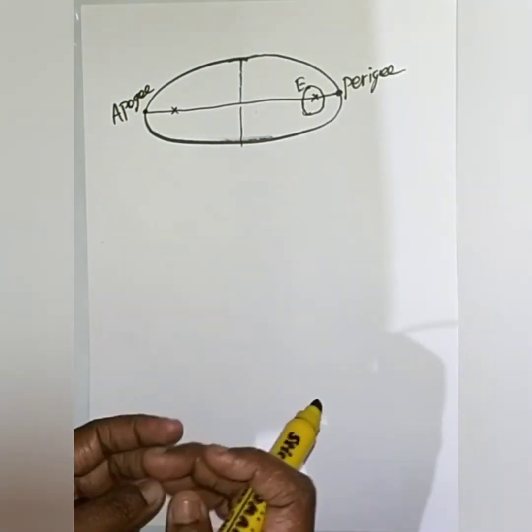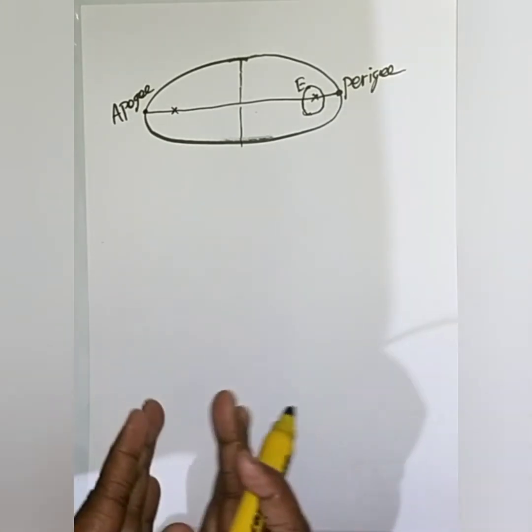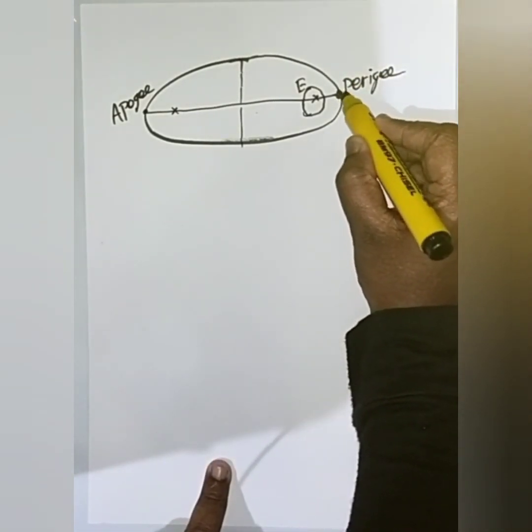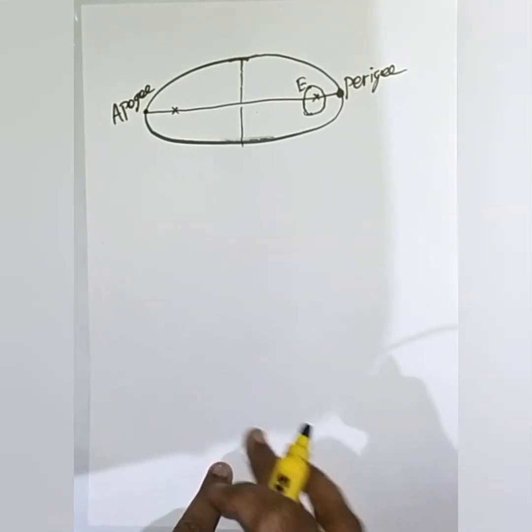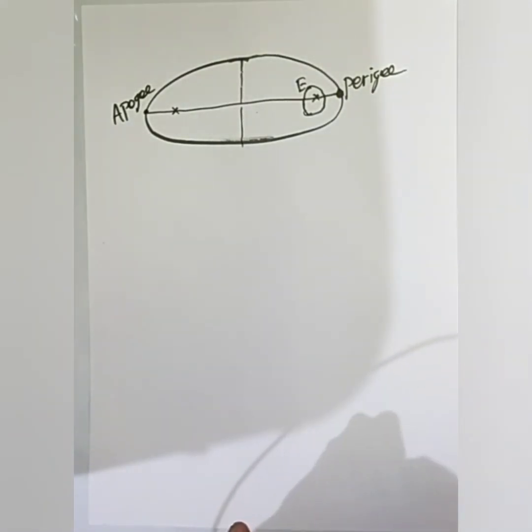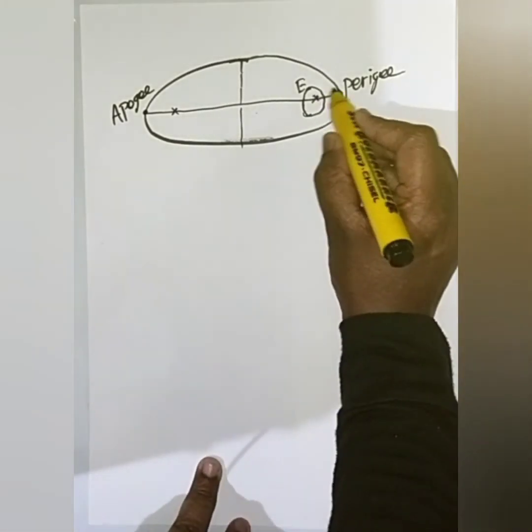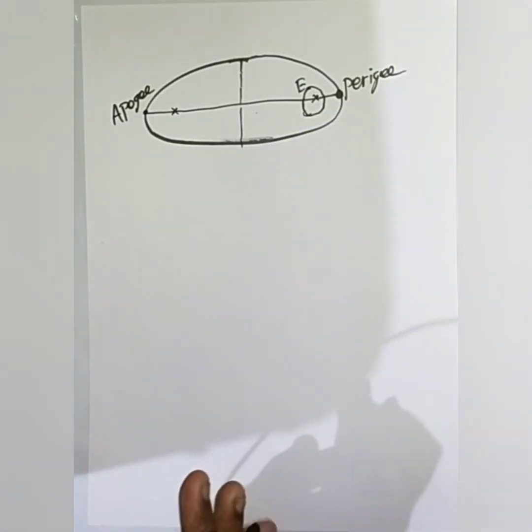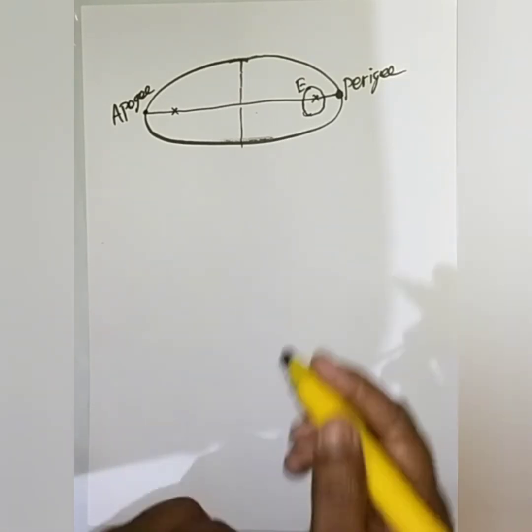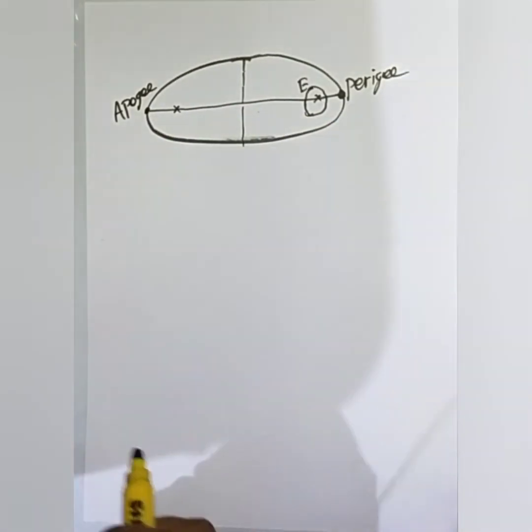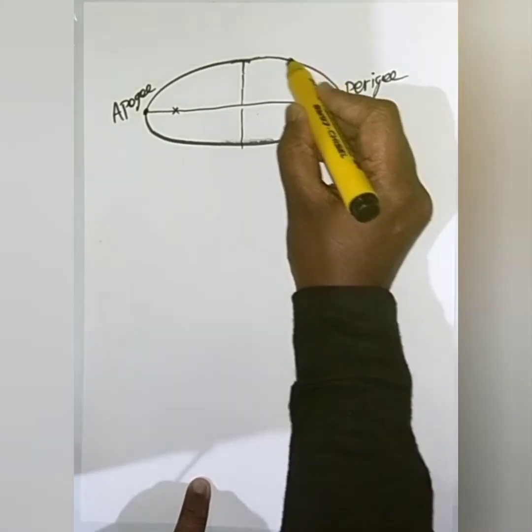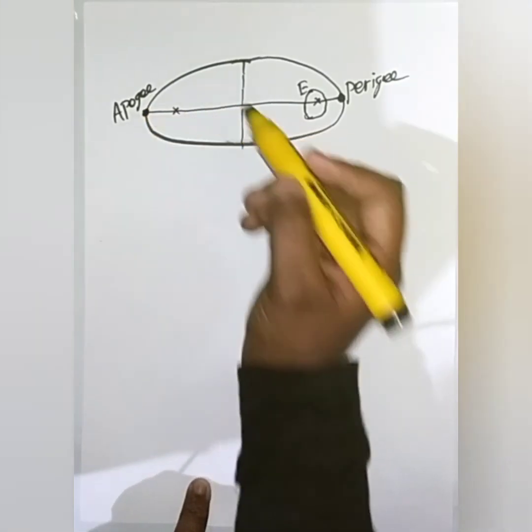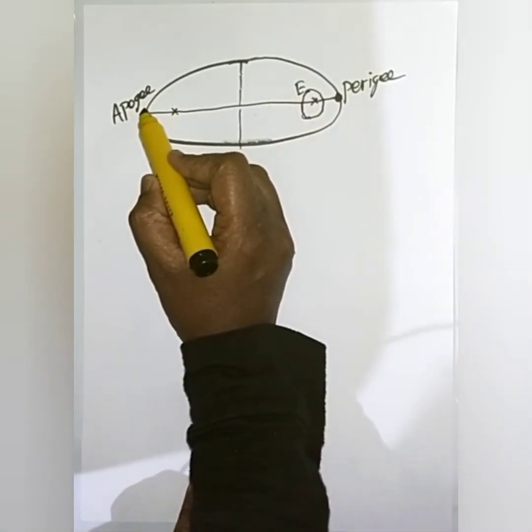I am telling you why. The point where the satellite maintains the least distance from the earth, very less distance, is called perigee. The point where the satellite maintains the maximum distance from the earth is called apogee. Now the satellite is moving through this orbit and is over here. So this maximum distant point is called apogee.